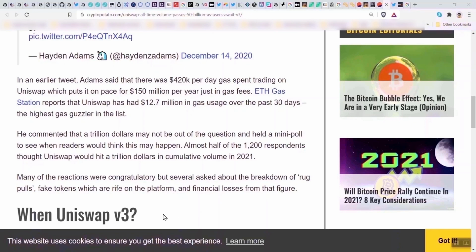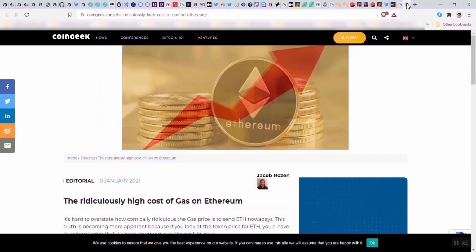Well, before I talk about V3, just a couple of things here. Firstly, an issue that has plagued not just Ethereum, but various ERC20 tokens, it's the exorbitant fees that are being charged. And this is often expressed as the gas price. So there's an article talking about this from CoinGeek, the ridiculously high cost of gas on Ethereum.